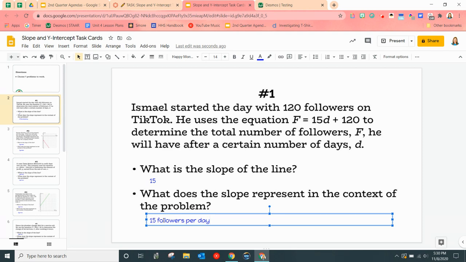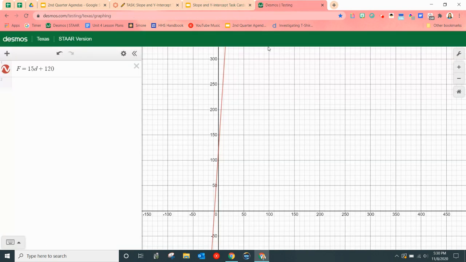So it looks to me like he has, see, it says he started the day with 120 followers. We could see that on our graph. So over here, where is 120? Oh, it's right here. And so that's our y-intercept, right? Because it's mx plus b. Our b value is our y-intercept. That's how many followers he started with. Then he's increasing his followers from there.